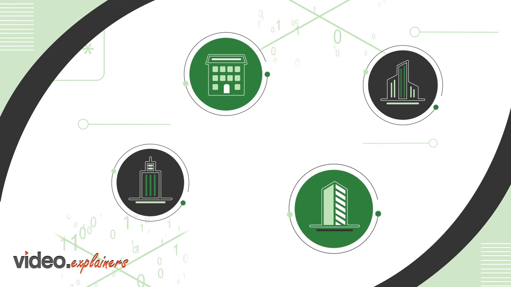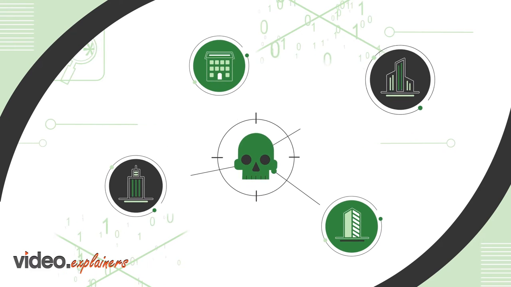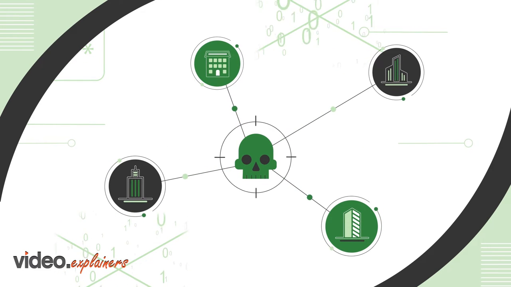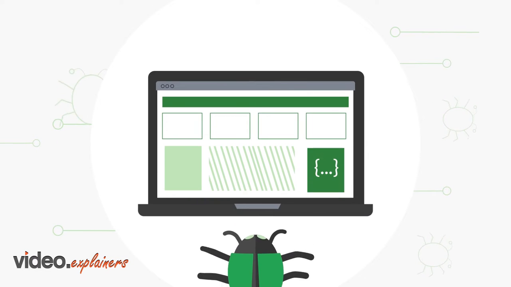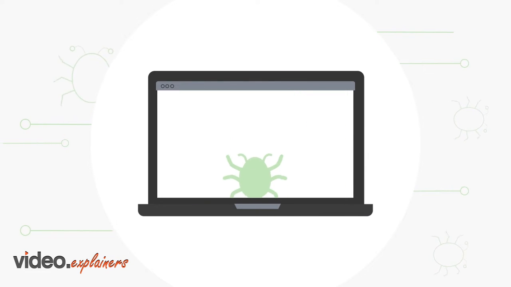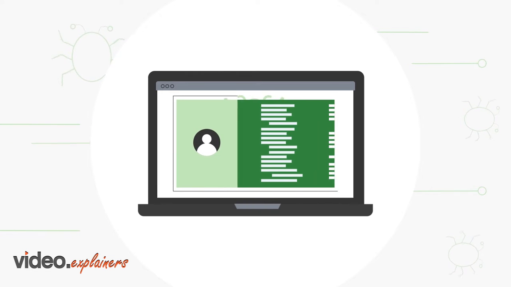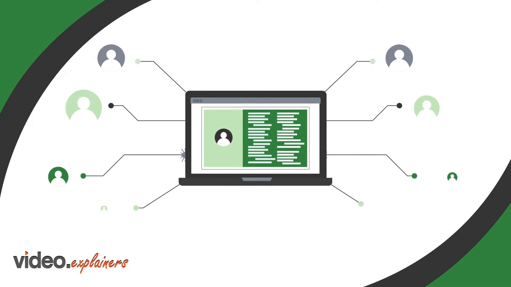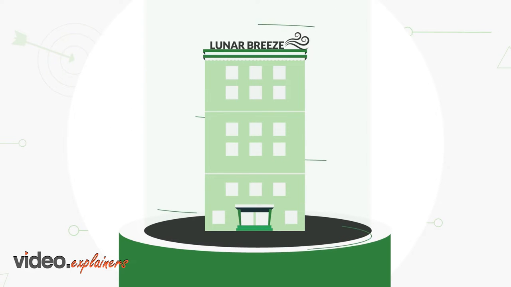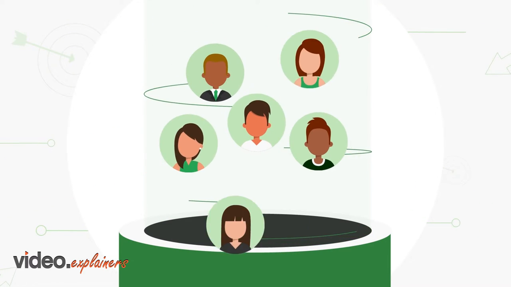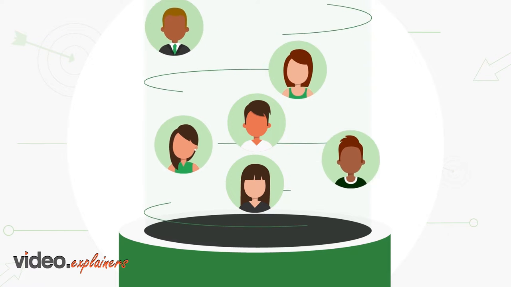Attacking each organization individually is difficult and time-consuming, so you decide on a different approach. You'll disguise your malicious code as legitimate software from a trusted vendor, which will spread the malware to the vendor's entire customer base. This is known as a supply chain attack. You target a software company called Lunar Breeze because they have many high-profile customers that you would love to compromise.